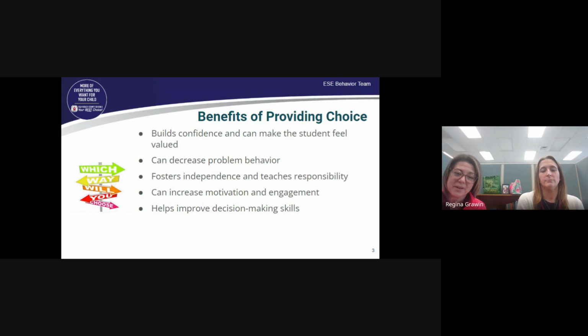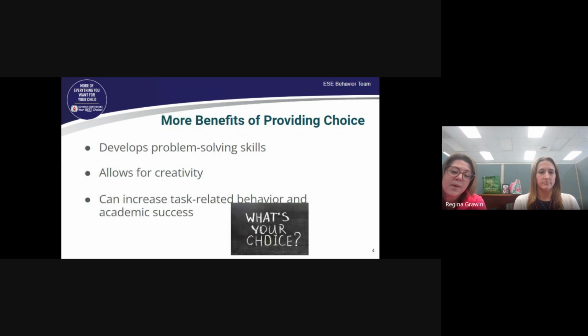So, there's lots of benefits in providing some choices within your school day. One, it builds confidence and helps students feel that they're valued in their classroom community. It can also decrease problem behavior, and it also fosters a sense of independence and teaches responsibility, even amongst our youngest students. It can increase motivation and engagement in classroom activities, and also helps improve decision making skills. Some other benefits include developing those problem solving skills.